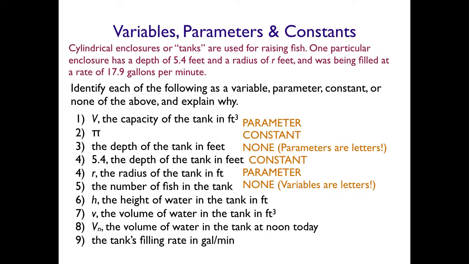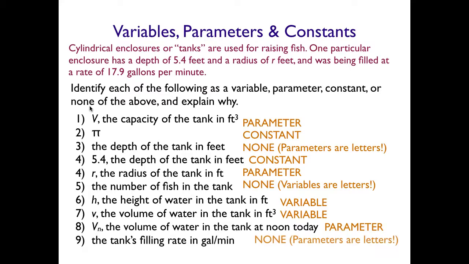What about number 6, the H, the height of the water in the tank in feet? Yeah, that's a variable. It's being filled at a rate of 17.9 gallons per minute. So if I'm putting water into a cylinder and the radius isn't getting larger as I do this, then the height must be changing. That's how filling a tank works. Number 7 and 8 we already talked about. Variable for the first one and parameter for the second.